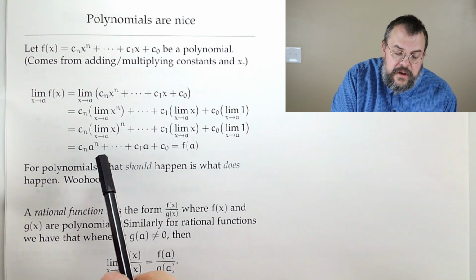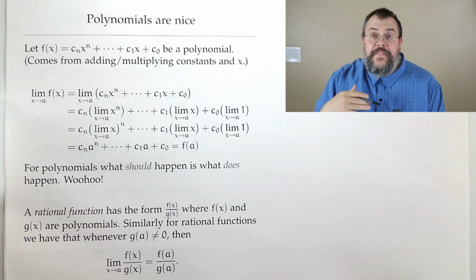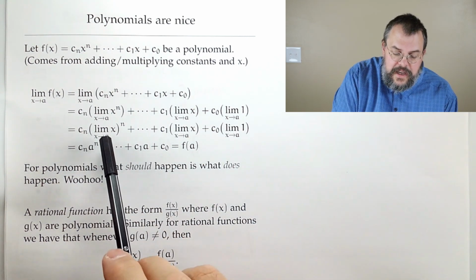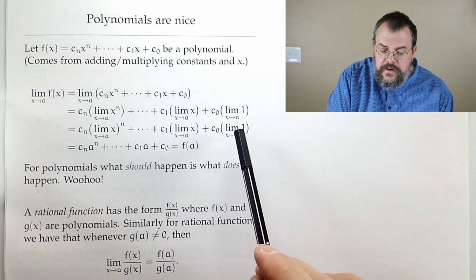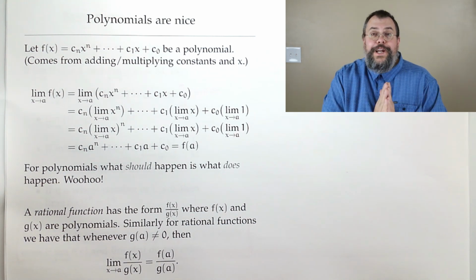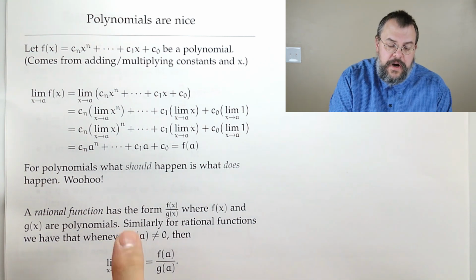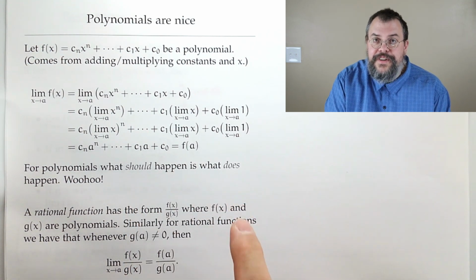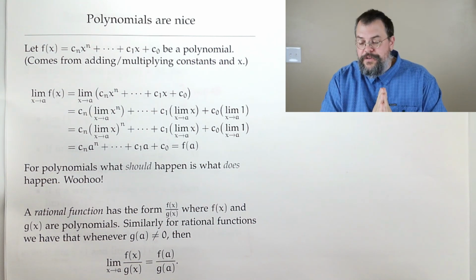And now I say, okay, the inside, that's an easy limit. I know what happens as x gets close to a. So I get c_n a to the n plus ... c_1 a plus c_0 times 1, which is f of a. Now, why do we say this is nice? What this tells us is that if you have a polynomial, what should happen is what does happen. No surprises. And that's the best thing, is when there are no surprises.